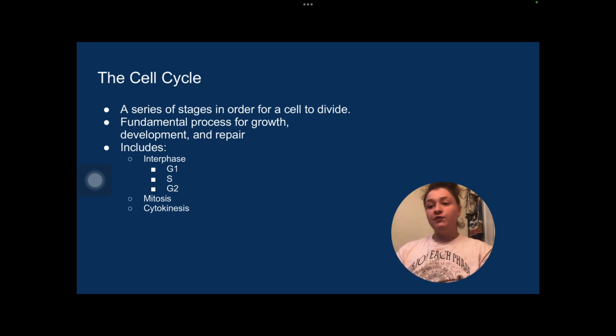It is essential for the development, growth, and maintenance of all living organisms, from single cell bacteria to complex multicellular organisms like humans. The cell cycle is tightly regulated and ensures that cells divide accurately and at an appropriate time, maintaining genetic stability and tissue homeostasis.